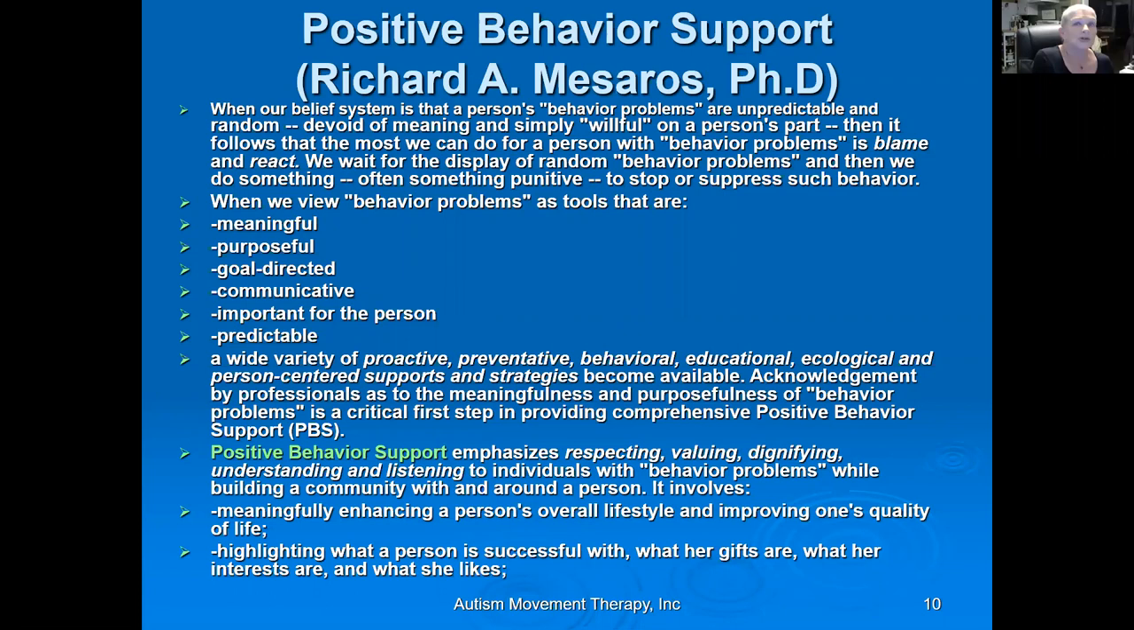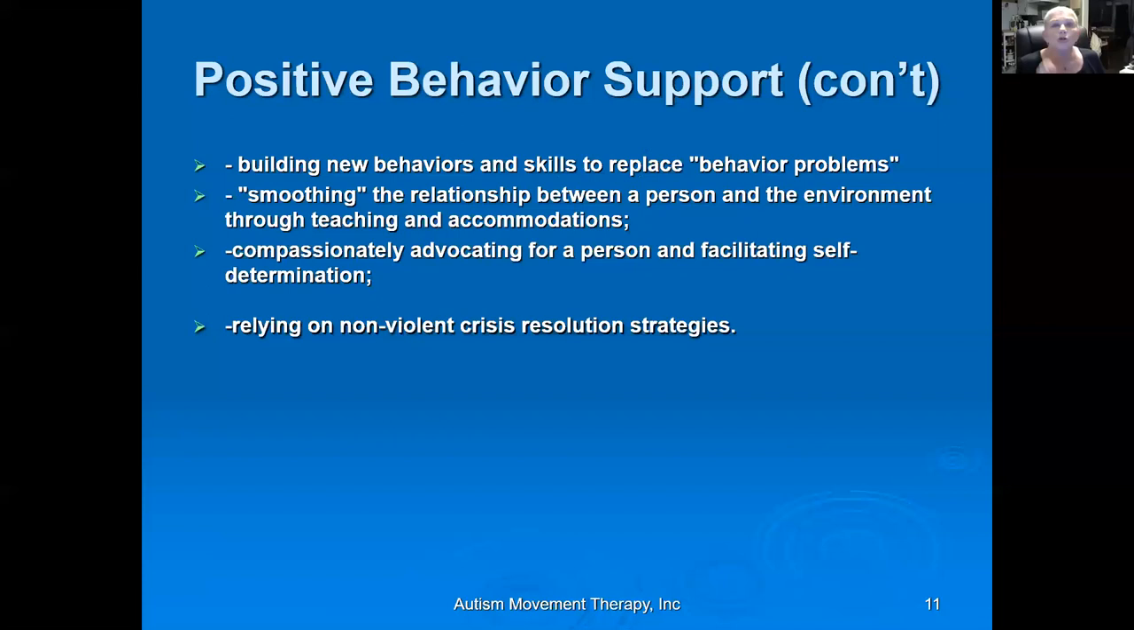a decrease in those negative behaviors that you don't want, those antisocial behaviors, and an increase in the behavior that you're looking for. That's the beauty of positive behaviors. We're building new behaviors and skills to replace the old problem behavior. We're smoothing the relationship between the person and the environment through teaching. We're teaching behavior we want.